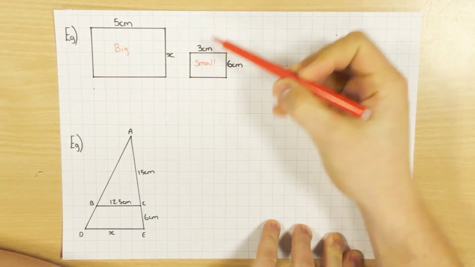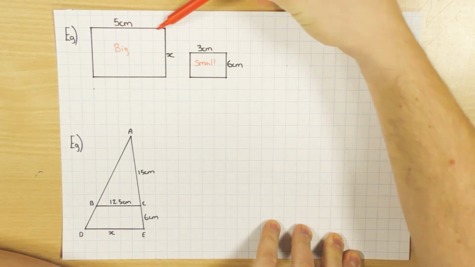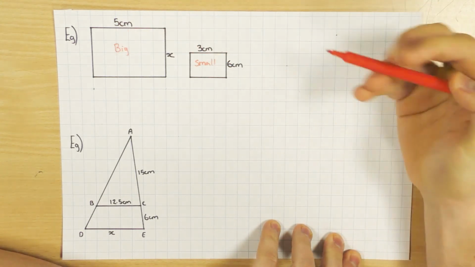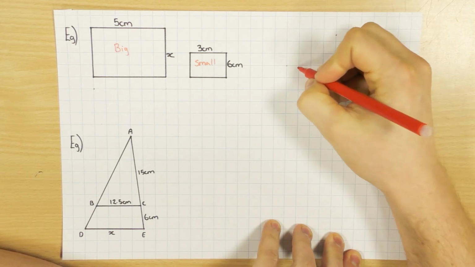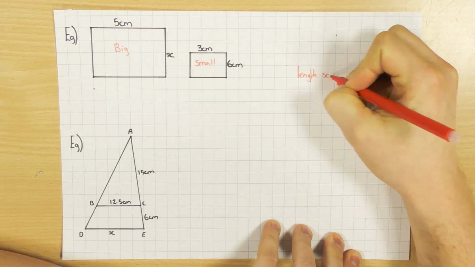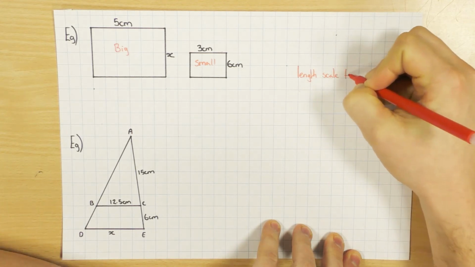Okay, so this is the small one. When I compare these two sides that I know, so I've got 5 and 3, this is clearly the small, this is clearly the big, so be careful with that. And the rest of it is exactly the same. I still want to find the length scale factor.